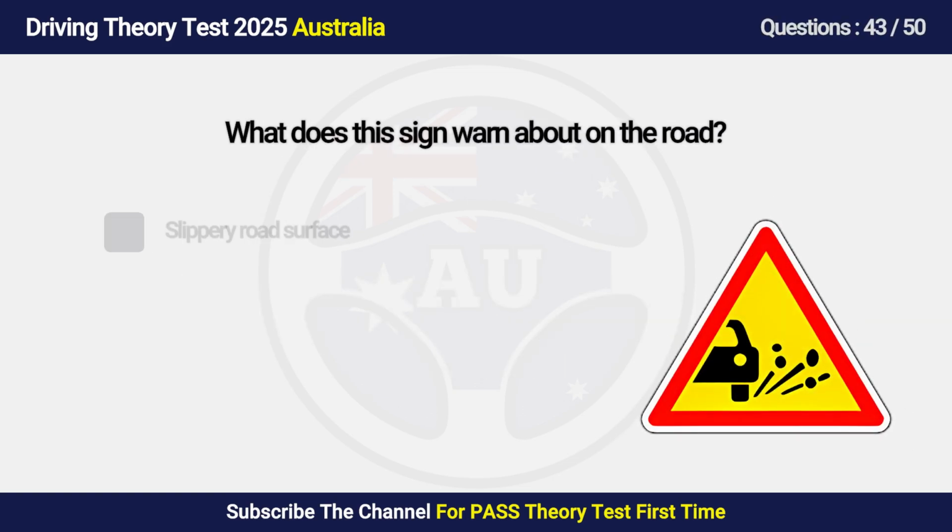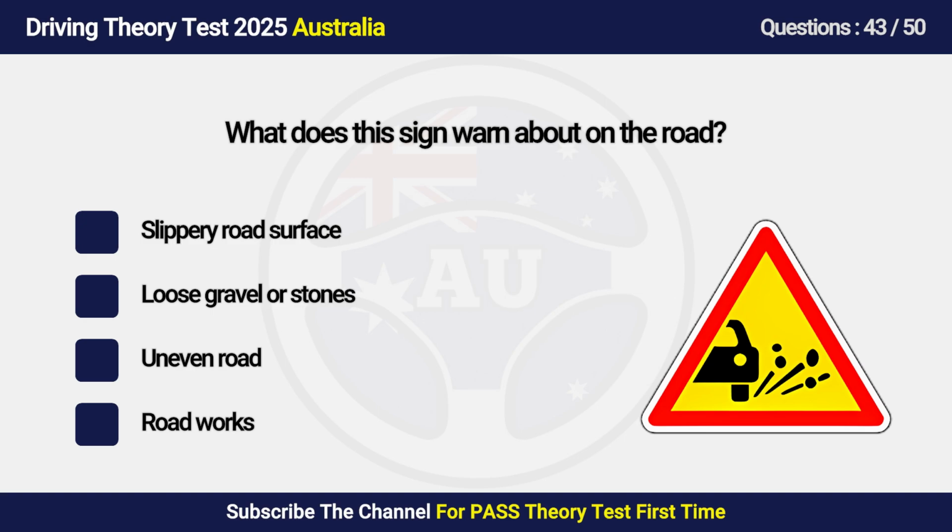Question 43. What does this sign warn about on the road? A. Slippery road surface. B. Loose gravel or stones. C. Uneven road. D. Roadworks.